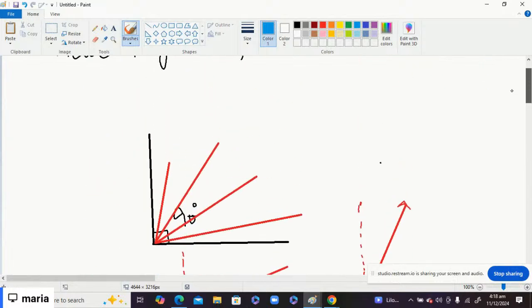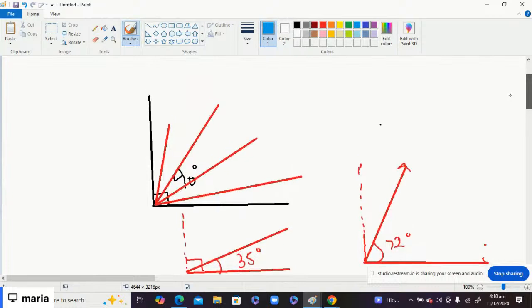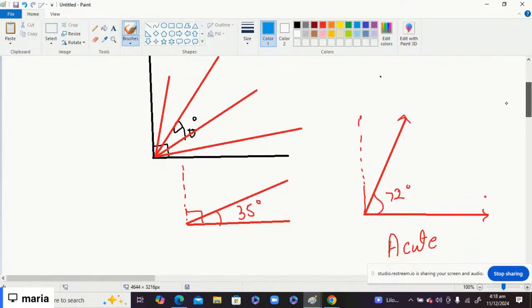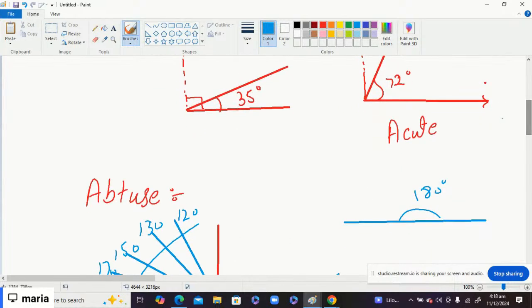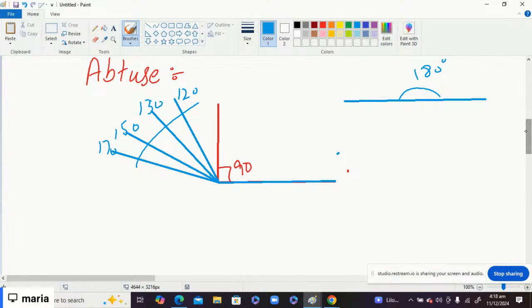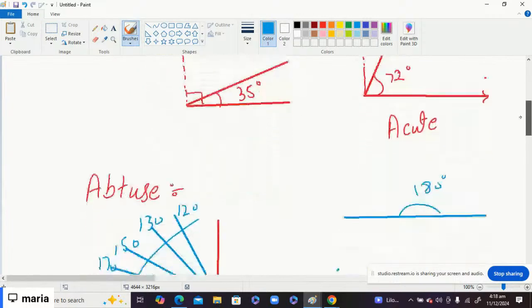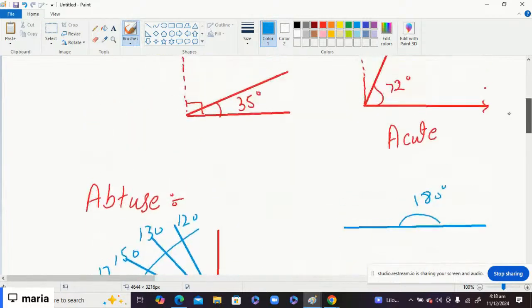So hope you guys understand this one. What is a 90 degree angle? Two straight lines perpendicular to each other. An acute angle is smaller than 90 degrees. An obtuse angle is greater than 90 degrees, and for the straight line angle, that is a 180 degree angle. Okay, remember these things. You all take out your notebook and pencils and draw all the things.